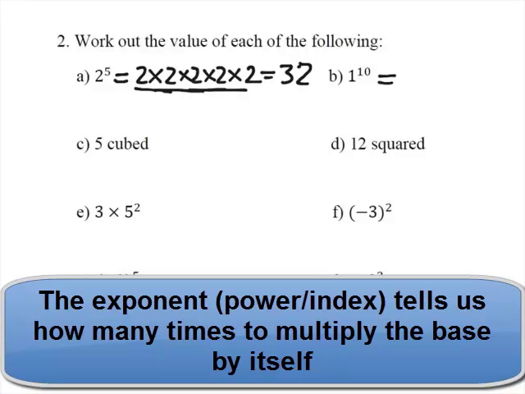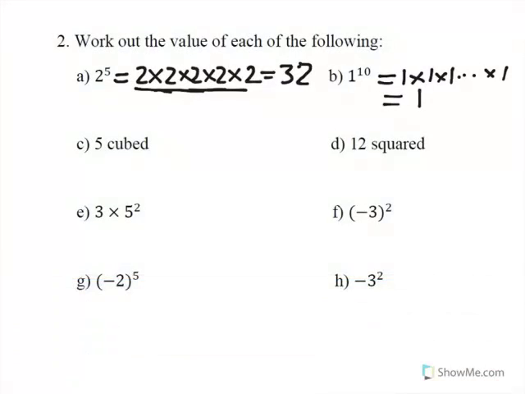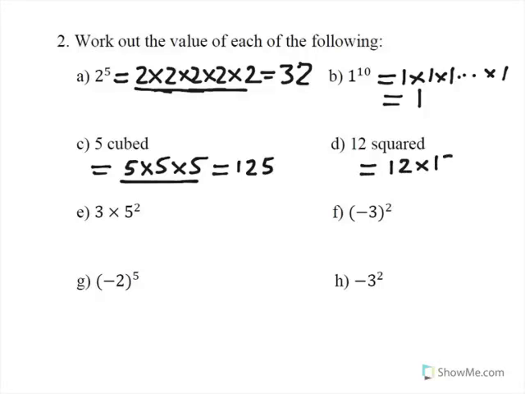Multiply 1 by itself 10 times. I'm not going to write them all down. The answer will always be 1. 5 cubed means 5 times 5 times 5. 5 times 5 is 25. 5 lots of 25 is 125. 12 squared is 12 times 12, 144.